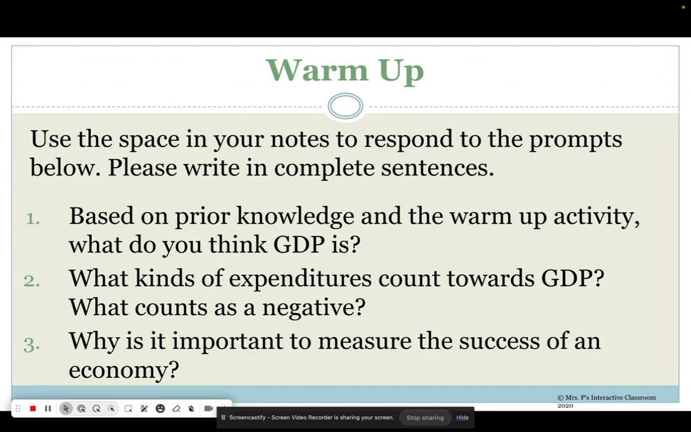All right, so as a little warm up, I want you to use the space in your notes to respond to the prompts below, getting prepared for this lesson. Based on your prior knowledge and the warm up activity, what do you think GDP is? What kind of expenditures count towards GDP? What counts as negative? Just based off the prior slide, what are some of the things that you think go into it? And also, why is it important to measure the success of an economy as a whole, regardless of what we're using? Go ahead and jot those down, and then we'll meet on the next slide.